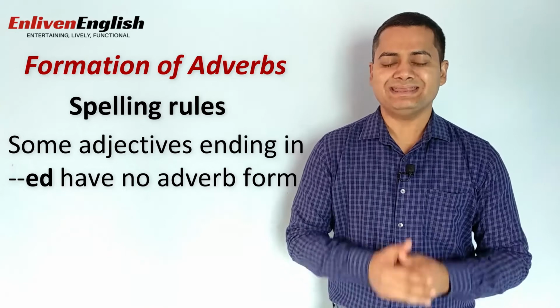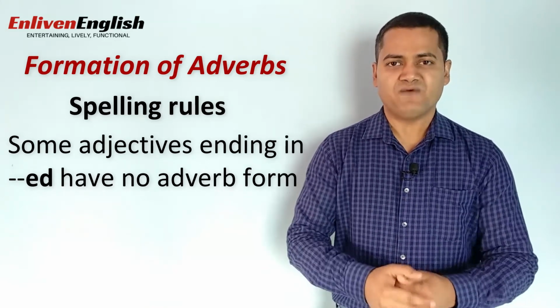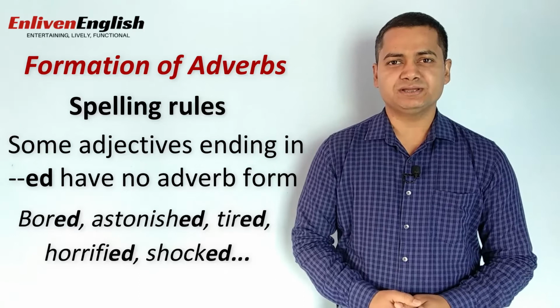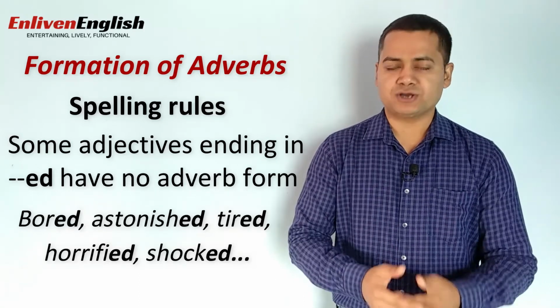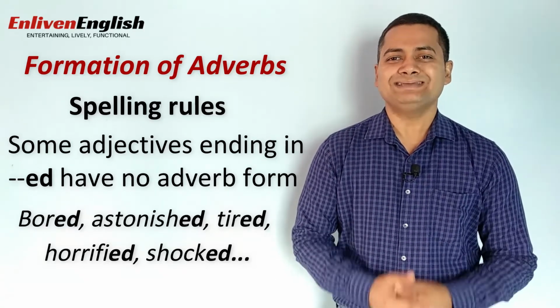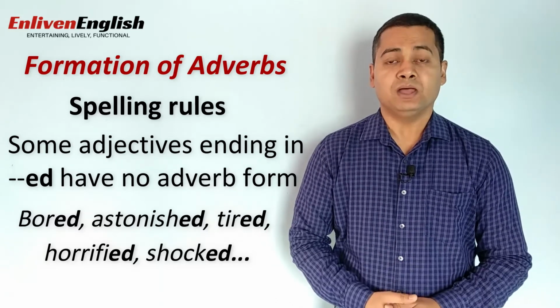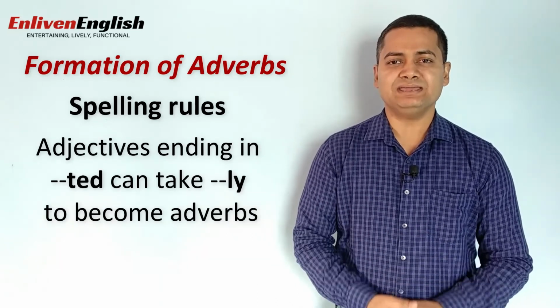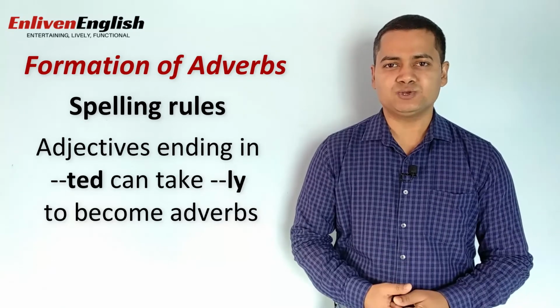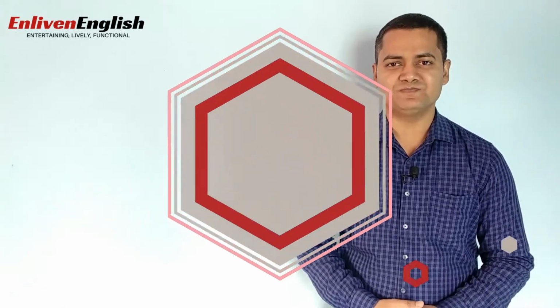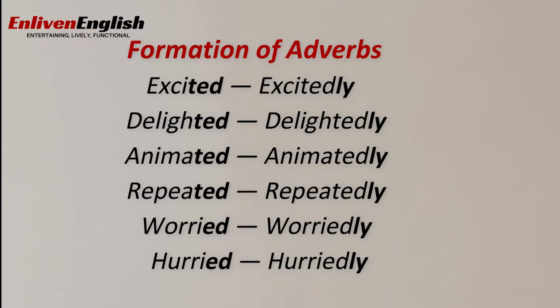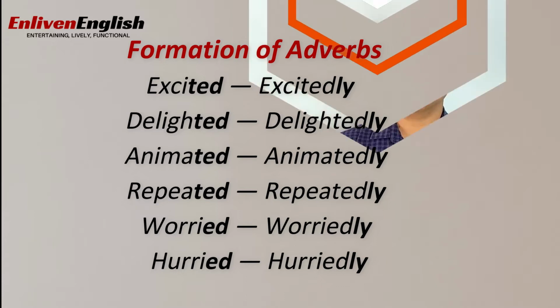Some adjectives ending in ed have no adverb form. Some of these are bored, astonished, tired, horrified, shocked, etc. We cannot add ly to them to form adverbs. However, some adjectives ending in ted can take an ly to become adverbs. For example, excited, excitedly; delighted, delightedly; animated, animatedly; repeated, repeatedly; worried, worriedly; hurried, hurriedly.